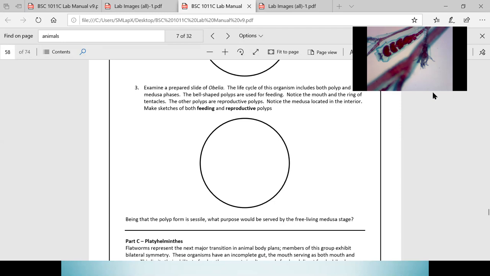And Ian answered the next question for us perfectly, being that the polyp form is sessile. It was Ian. I'm sorry if I'm not giving credit to the right person. I don't have the box in front of me right now. What purpose is served by the free-living medusa? Yeah, I think it was Ian. Dispersal.